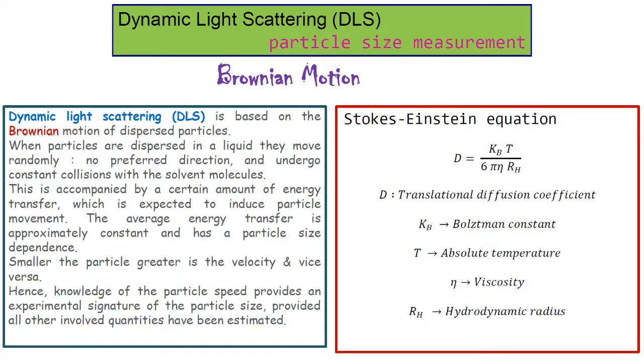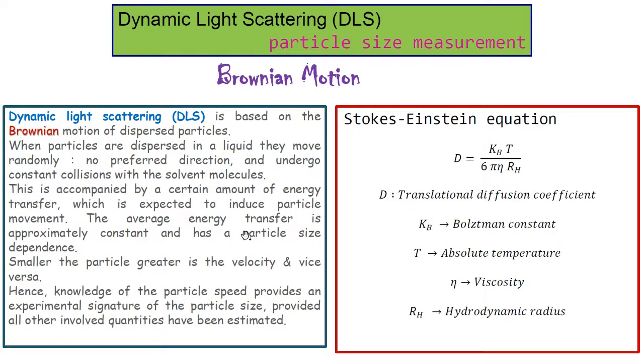So how do you do that? We know the famous thing that we have studied, the Brownian motion. So dynamic light scattering is based on the principle of Brownian motion. That is, particles dispersed in a liquid will have no preferred direction. They can move equally in all directions and hence would undergo collisions. Whenever there's a collision, we know there's going to be a transfer of energy. Now, on average, this energy transfer is going to be constant, but bears an intricate dependence on the size of the particles. The smaller the particle, the greater the velocity, and vice versa.